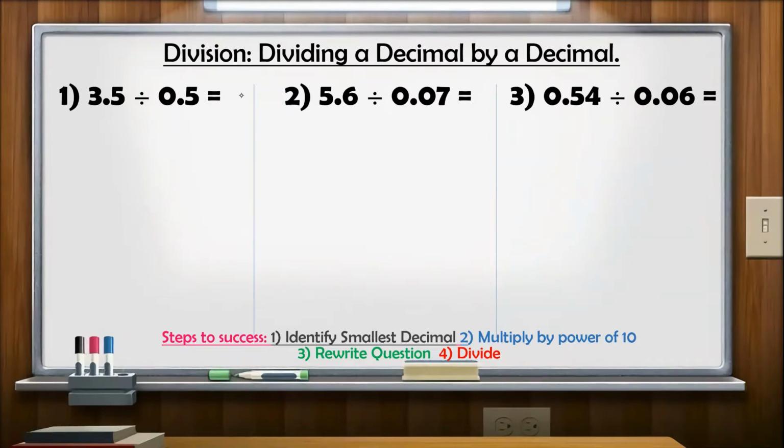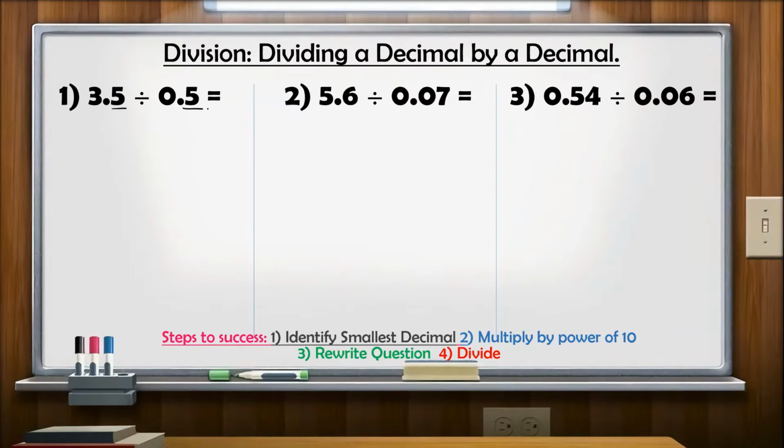We have example 1, 3.5 divided by 0.5. Now I'm going to use my steps to success to help me get to my answer. So step 1, it wants me to identify the smallest decimal. Now in this question, it doesn't really matter as both my decimals go to the tens column.